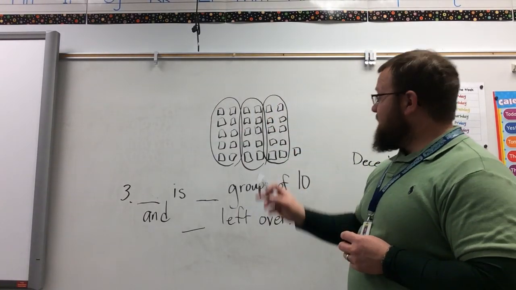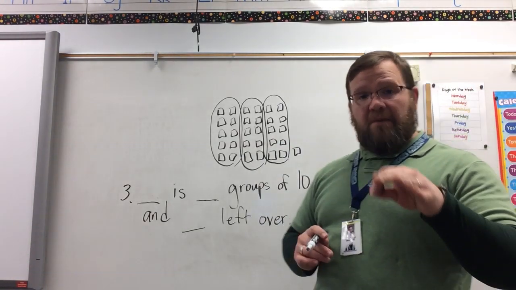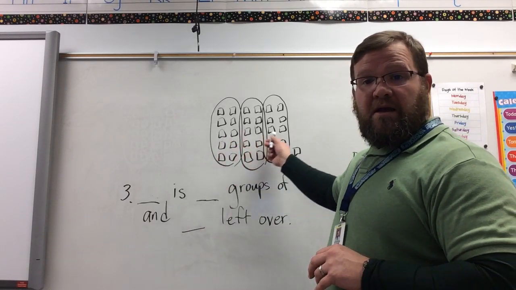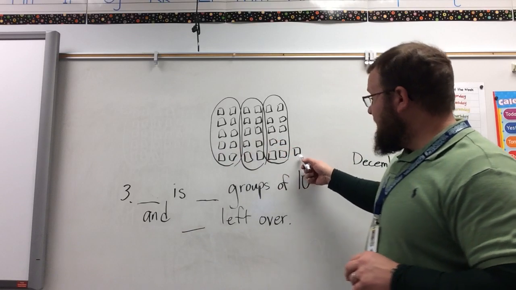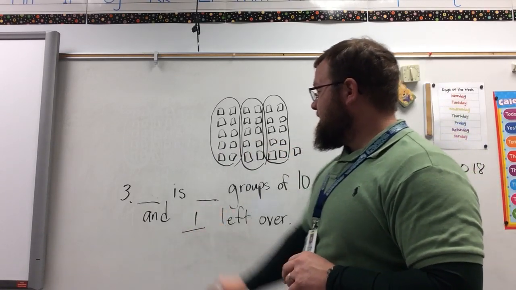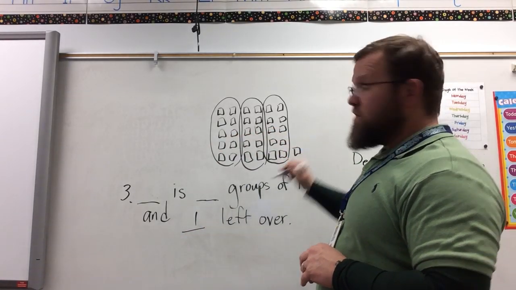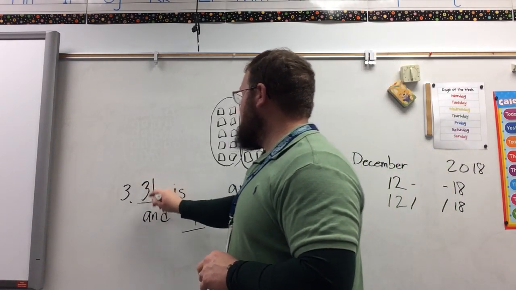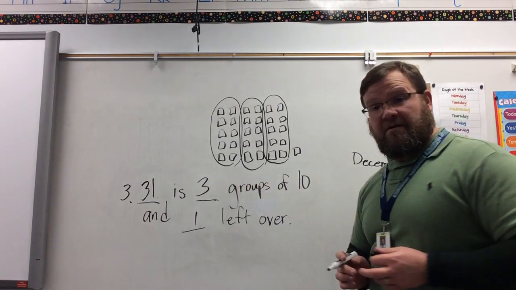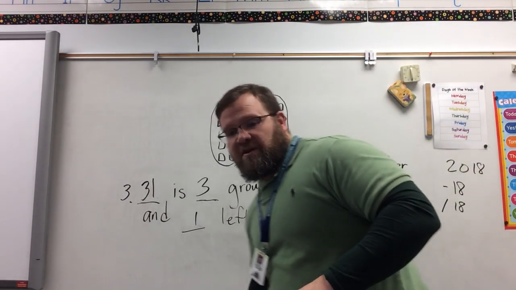Okay? And so I circled how many times? 3. And if I skip count 3 times by 10s, then I have 10, 20, and 30. And then I have how many left over? 1. So I have 1 left over. I have 10, 20, 30. What comes after 30? 31, that's right. So 31 is the same as 3 groups of 10 and 1 left over. Okay?